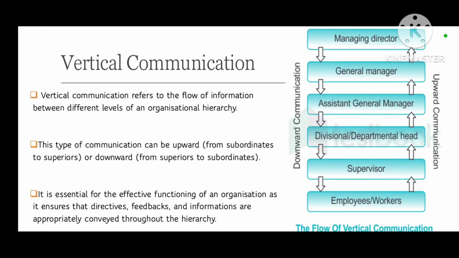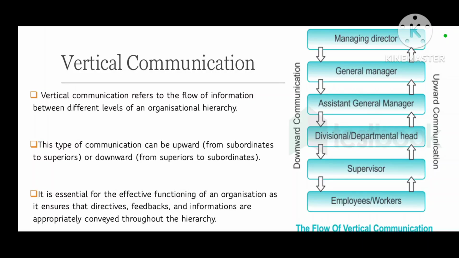So in vertical communication there are 2 types. First is downward communication and second is upward communication. And the third point says it is essential for the effective functioning of an organization as it ensures the directives, feedbacks, and information are appropriately conveyed through the hierarchy. So this is an effective manner in which communication should be channelized.